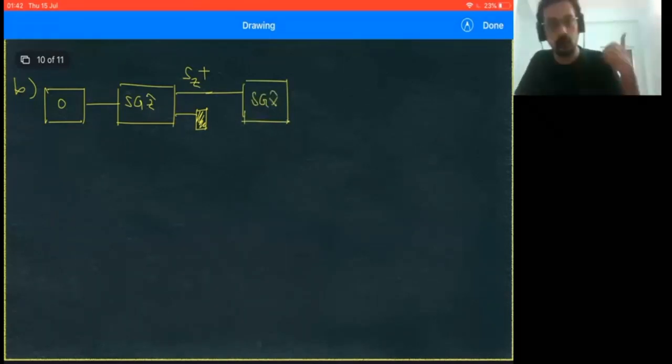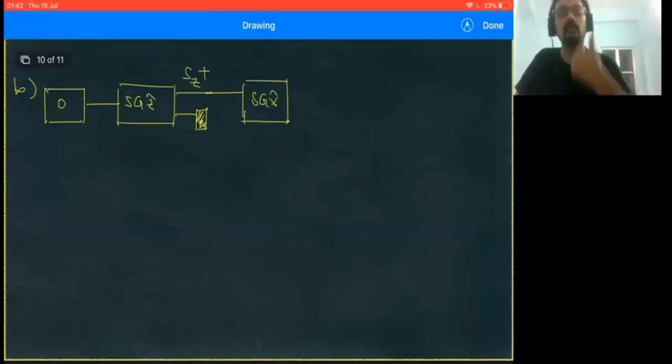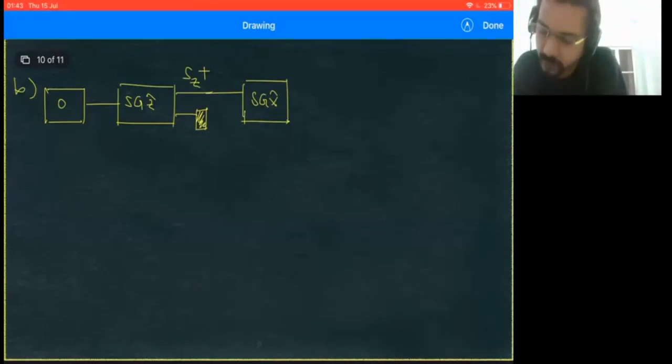So SG X hat is going to take any beam and polarize it along X. So it is going to give me two beams, one SX plus, one SX minus, exactly similar to what Stern-Gerlach Z did, but in a different direction. So what you end up getting is SX plus and SX minus.